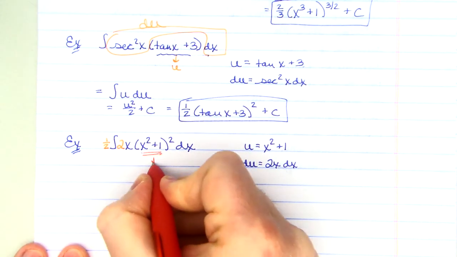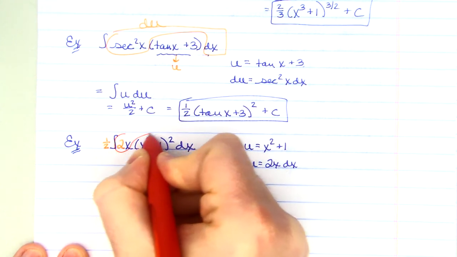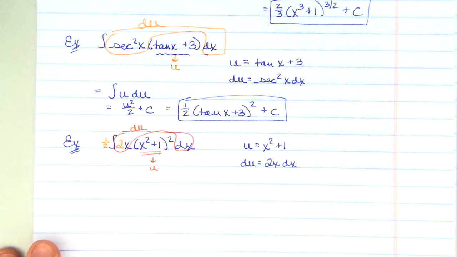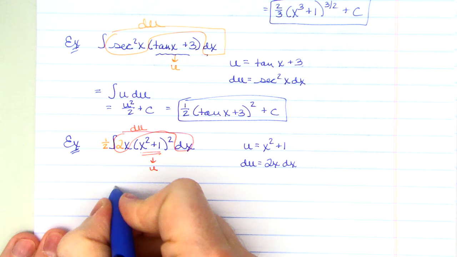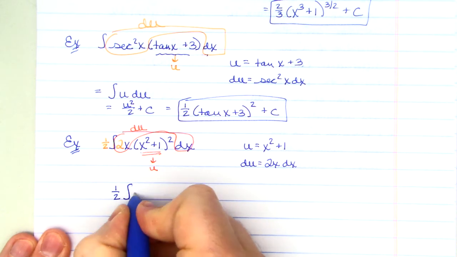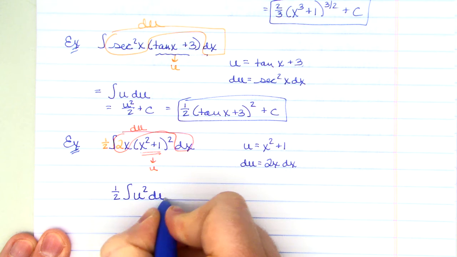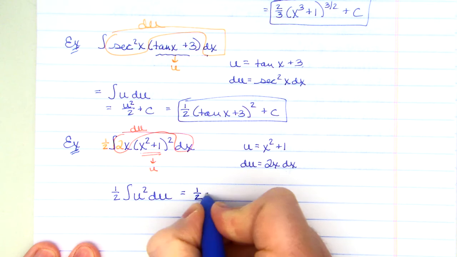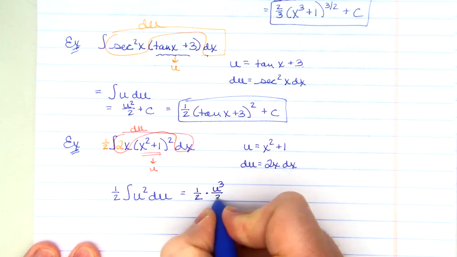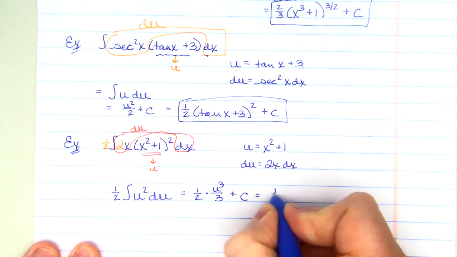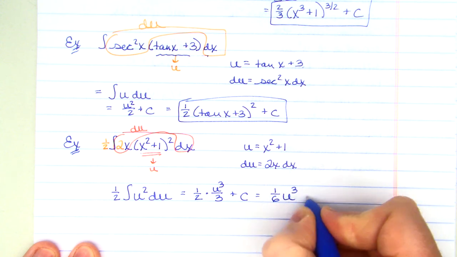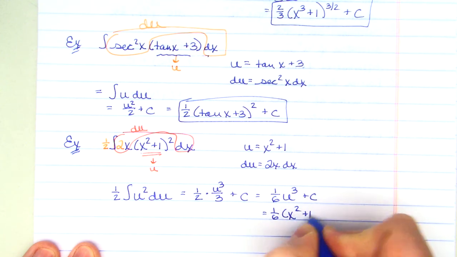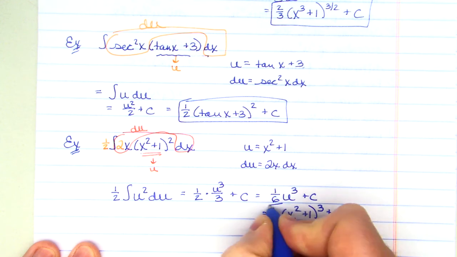Now I see this thing over there, that's my u. This 2x dx is my du. And up front, I just have a 1/2. I'm going to get 1/2 times the integral of u squared du. I can integrate this. 1/2 times the integral of u squared is u to the third over 3 plus a constant. This is going to equal 1/6 times u cubed plus c. 1/6 times (x squared plus 1) cubed plus a constant.